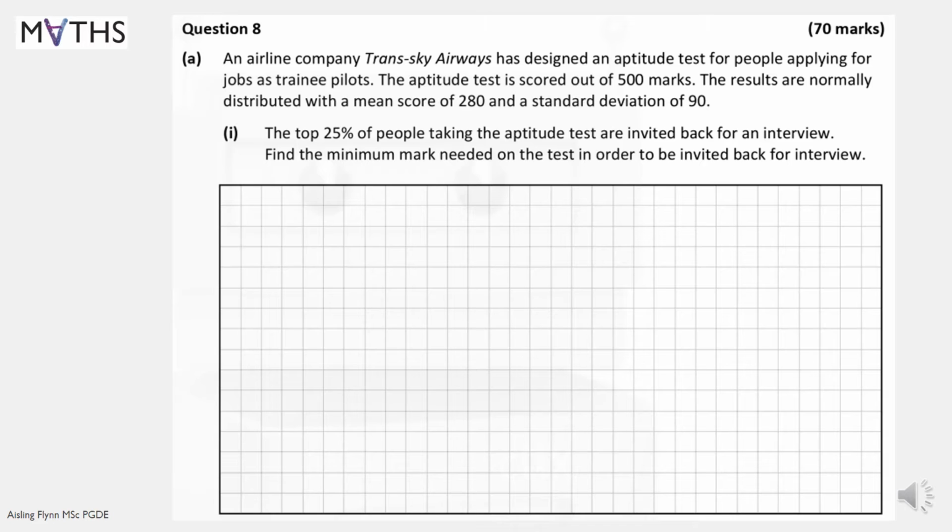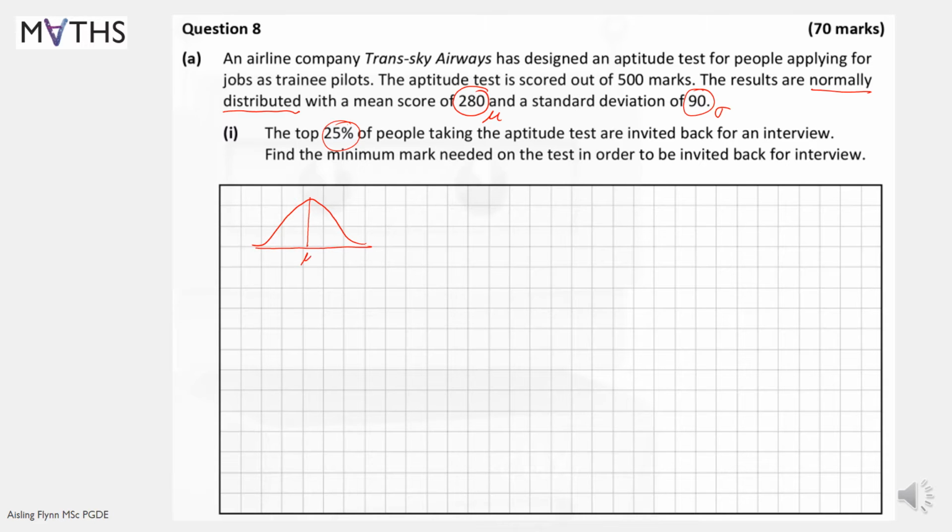Okay, so how do we use the information given? Well, firstly, it's important to note we're talking about a normal distribution. And we are given a population of all the people that ever took the test. Mu is 280 and their standard deviation is 90. Now we're looking for the top 25% of people. So we need to visualize our normal distribution.